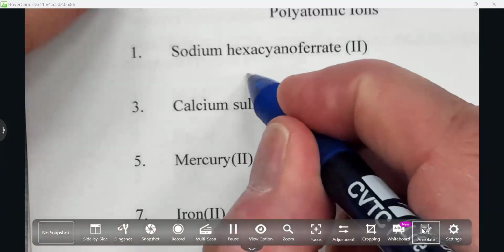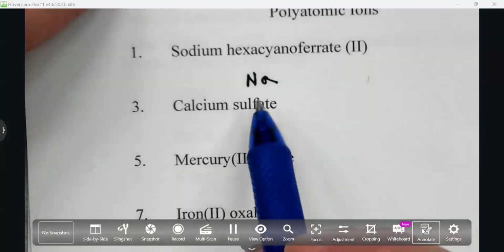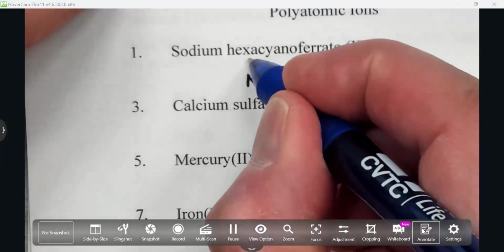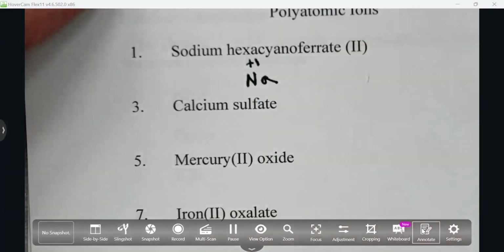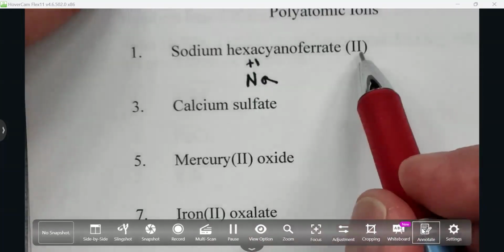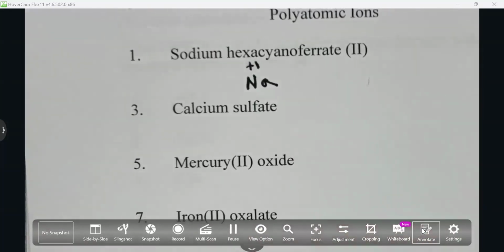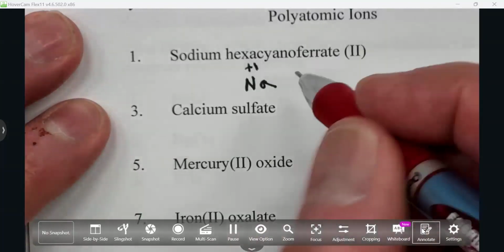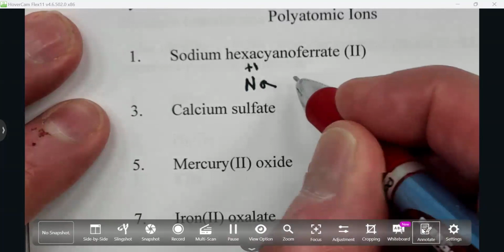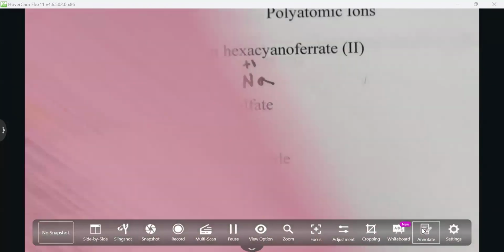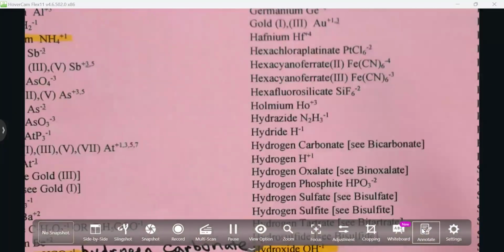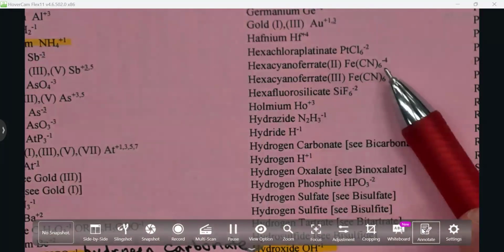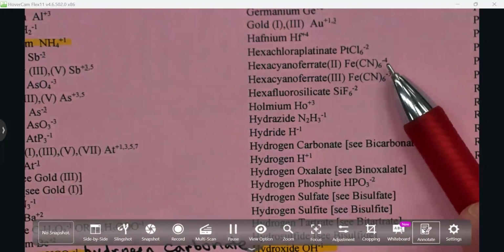So let's do the same thing. We have sodium. What's the charge of sodium? Always, always, always, forever and ever? +1, right? This is a freak. It's got a Roman numeral here on the negative charge, so you'd have to look this up on your pink sheet. Hexacyanoferrate(II): Fe(CN)6 -4.